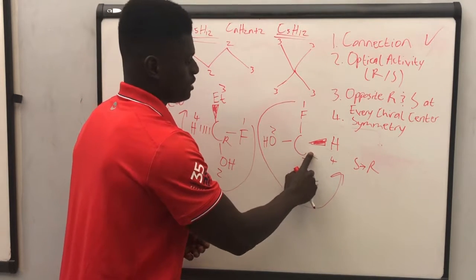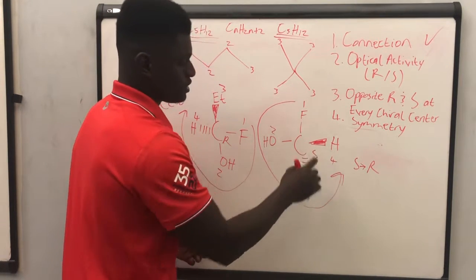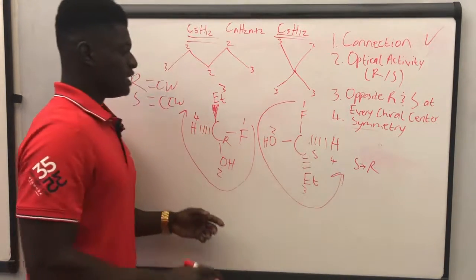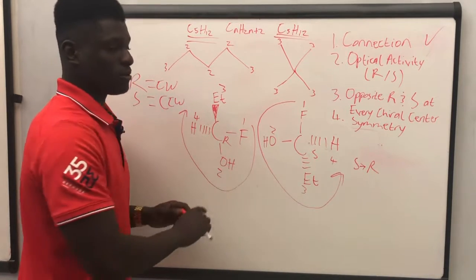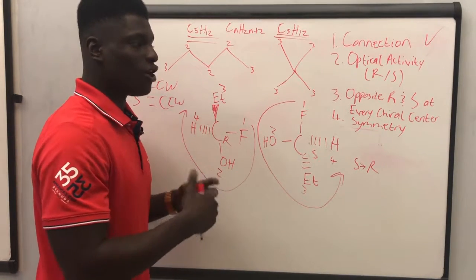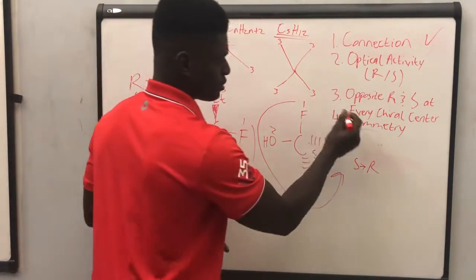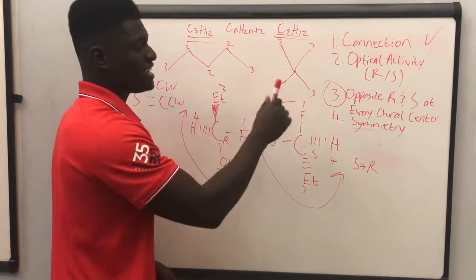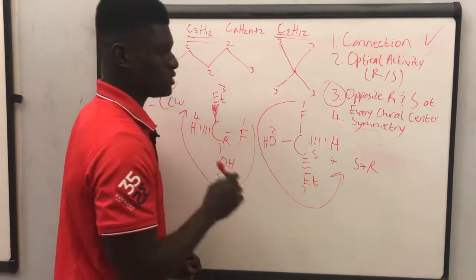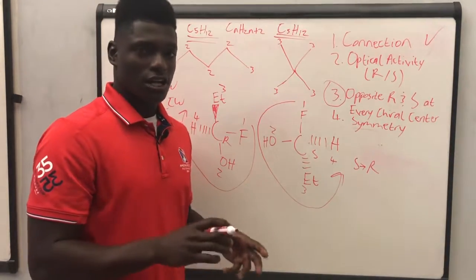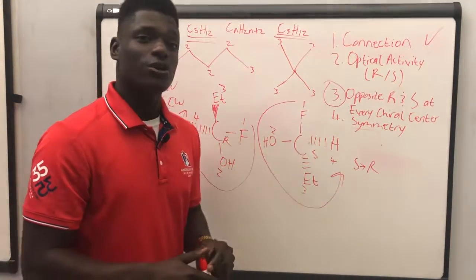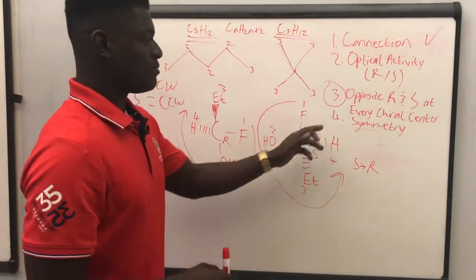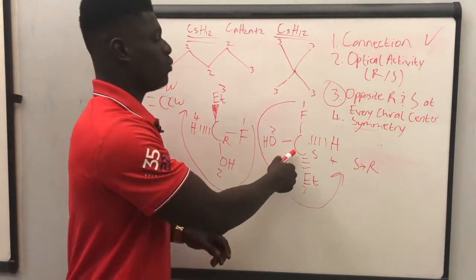They're connected in the same way, therefore these molecules have to be the same. If, for instance, this was an S, say for instance, just for the sake of argument, that we kept this at an S, right? Then these molecules would be enantiomers. Enantiomers have opposite R and S at every chiral center. Very important to remember that. Enantiomers will have opposite R and S at every single chiral center. If you don't have an opposite R and S at every single chiral center, then you're going to be dealing with a diastereomer, right?